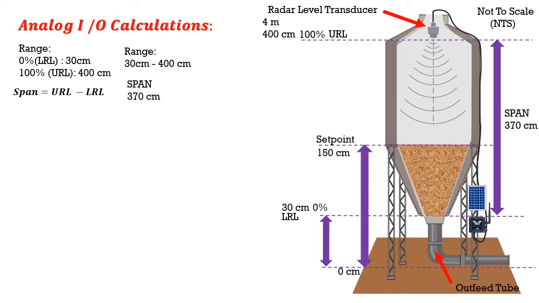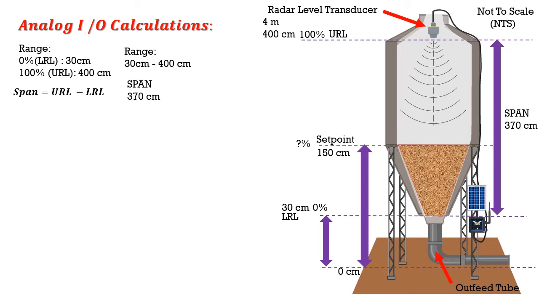So let's add some grain to our silo. And let's say the level of our grain reaches a set point of 150 centimeters. So what is our percentage fill for our silo? Because this will determine how much of our 0 to 10 volts and our 4 to 20 milliamp signal we send to our PLC.